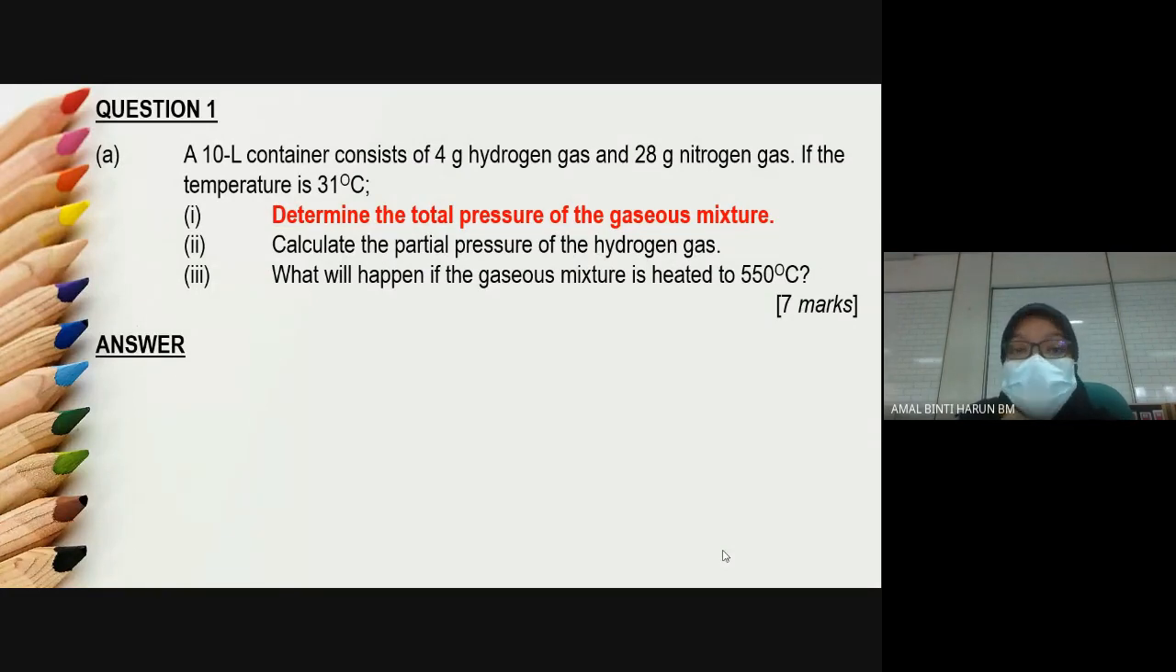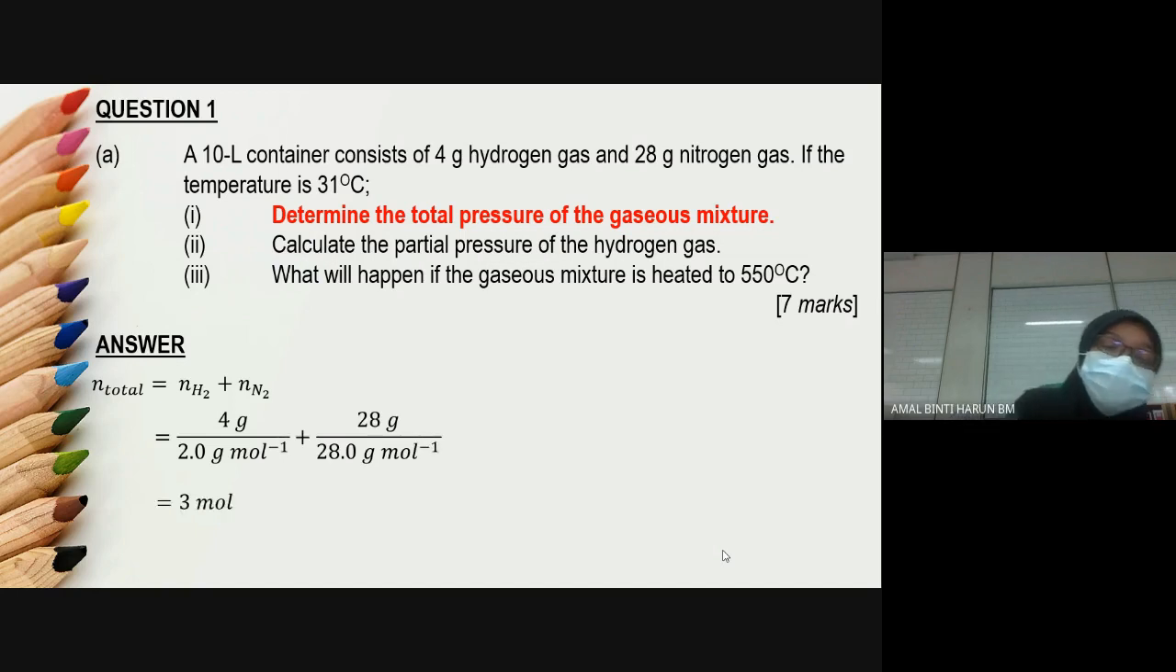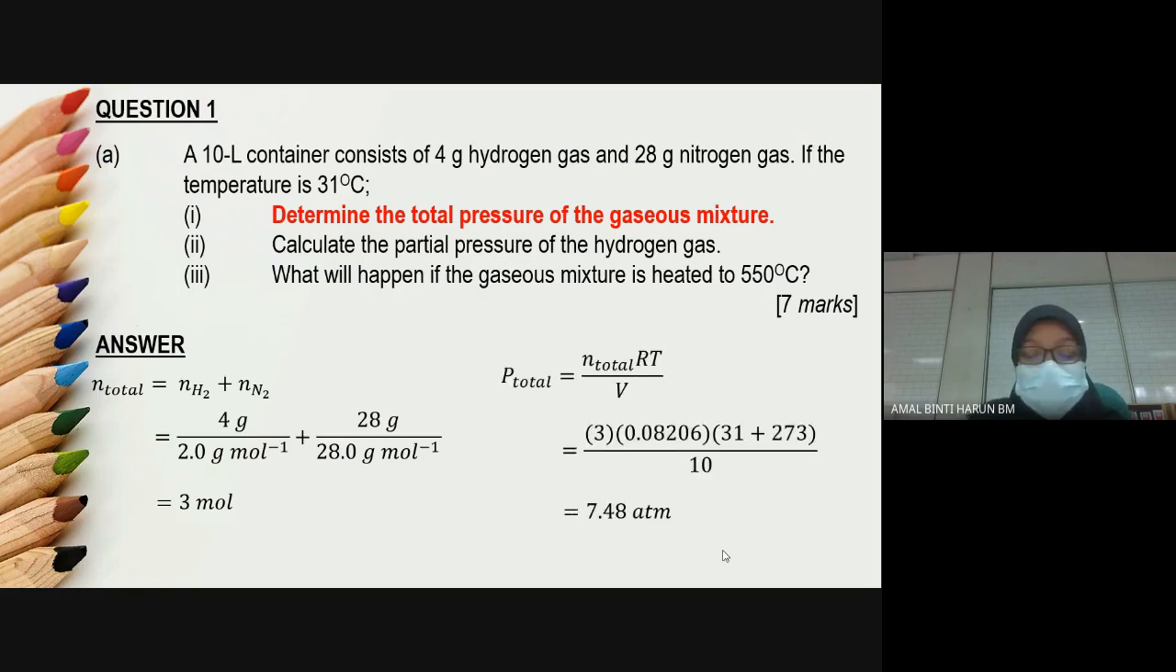Okay. There are two gases, a mixture of gases, which is hydrogen and nitrogen. Hydrogen is 4 gram, while nitrogen is 28 gram. In a 10 liter container, we need to find the total pressure of the gas mixture. Here we are applying Dalton's law, where the total number of mole is 3 mole. Find the mole of hydrogen and the mole of nitrogen, and the pressure uses PV = nRT. We don't need to find each pressure, because it asks for the total pressure.